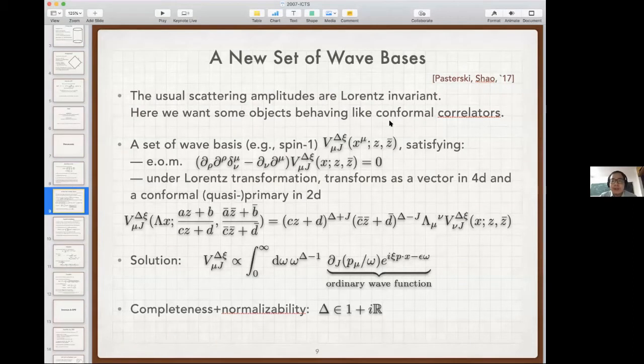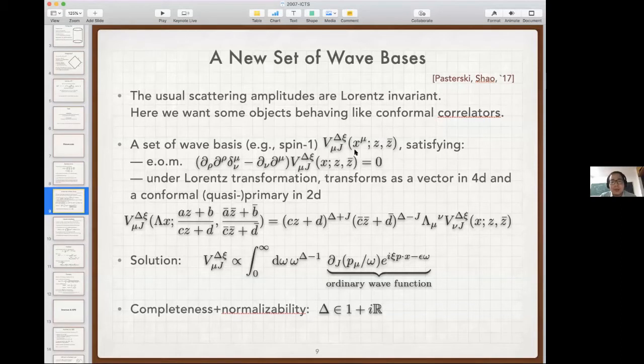The main idea here is to introduce a new set of wave bases. The usual bases that we work with in talking about the scattering amplitude are just the plane waves. And here, of course, we are not forbidden to choose something else that we like, right? So here, we are going to use a set of new bases, which we will denote V.